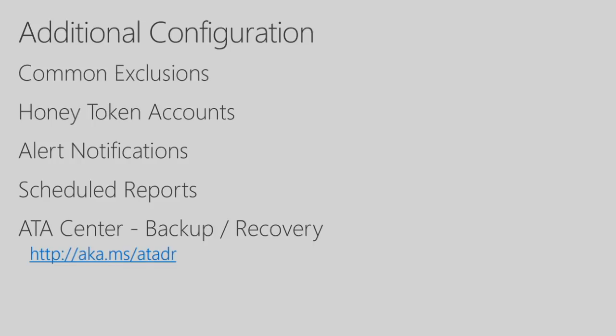The notifications, that was the email and syslog notifications that you can send out. And we have scheduled reports as well. So you can have reports on the summary of all of the things that happened in ATA, as well as things like users that have been added to sensitive groups. And you can schedule those reports on a daily, weekly, or monthly basis. And then we have a link there if you want to do a quick backup and recovery, just to make sure that you can back up the configuration of your ATA center so you can get it back up and running quickly. We've got some guidelines there as well.